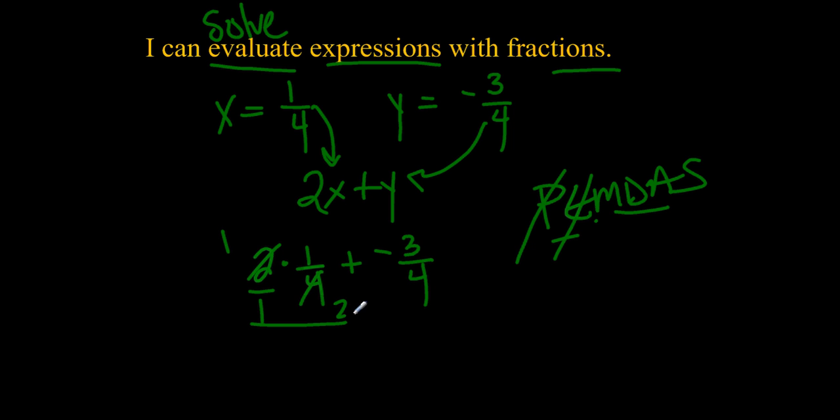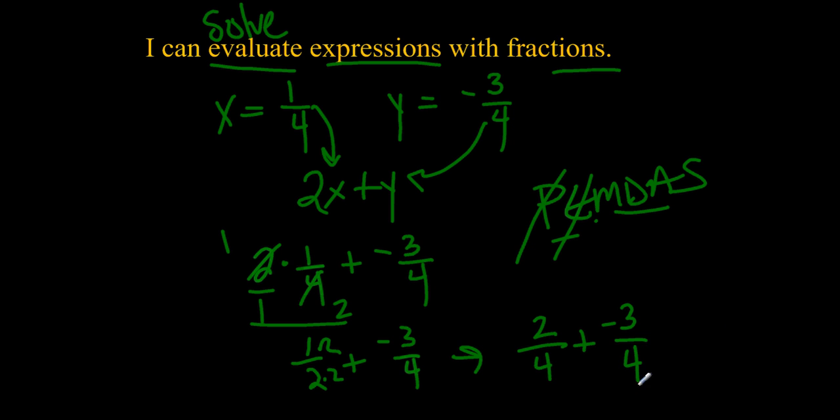And now I multiply. 1 times 1 is 1, and 1 times 2 is 2, and then I'm going to add to it a negative 3/4. Well, to add fractions, I need a common denominator, so I'm going to multiply top and bottom here by 2. So then I'm going to get 2/4 plus a negative 3/4. I know my denominator is going to be a 4. And then I just think I have 2 plus a negative 3. If I have 2 plus a negative 3, I end up with a negative 1. And my answer is negative 1/4.